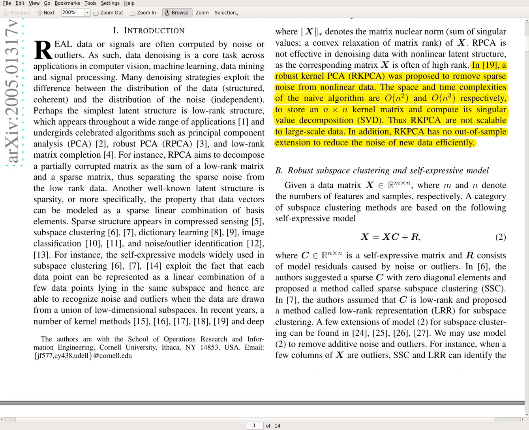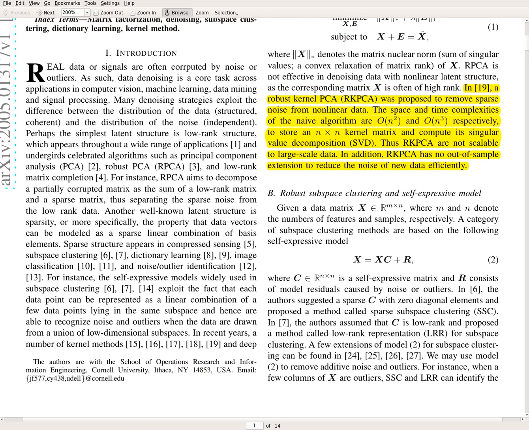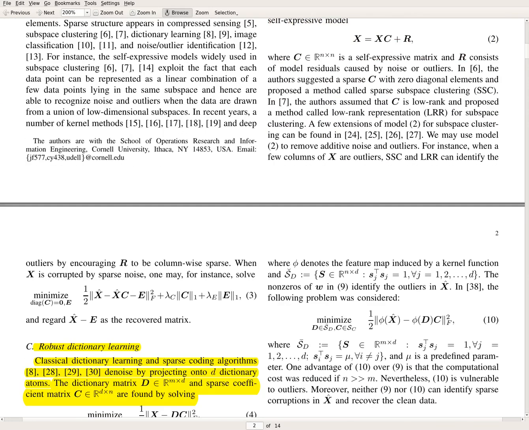Okay, so here they compare it to the previous paper. In [19], which is the previous paper, a robust kernel PCA, RKPCA, was proposed to remove sparse noise from nonlinear data. The space and time complexities of the naive algorithms are O(n squared) and O(n cubed), respectively, to store the n times n kernel matrix and compute a singular value decomposition, SVD. Thus, RKPCA is not scalable to large-scale data. In addition, RKPCA has no out-of-sample extension to reduce noise of the new data efficiently. So they improve on this here.